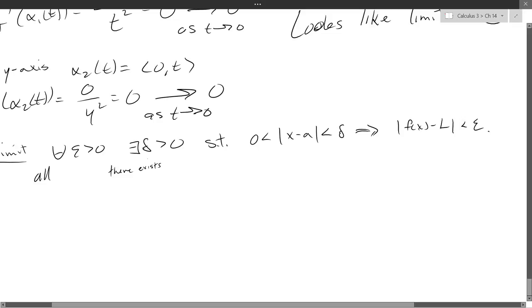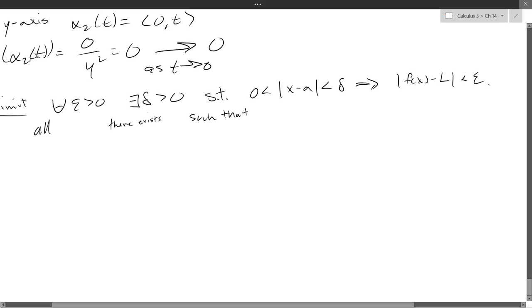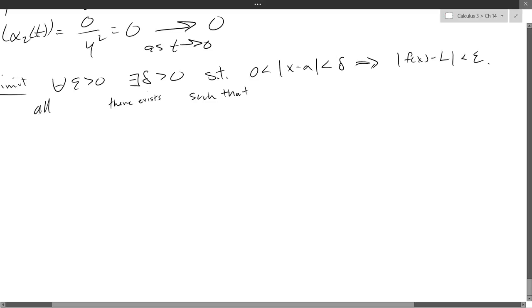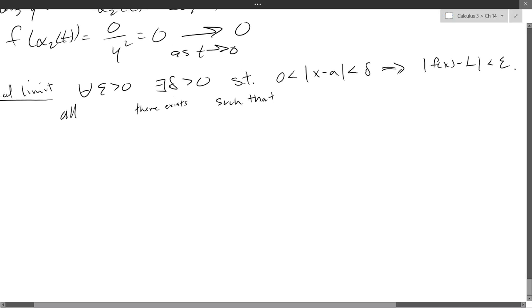All right, what about s.t.? Such that. And then this arrow right here is an if-then. So if we're delta close to a, then our output, our f of x, will be epsilon close to L. So how do we prove a limit? We say take any epsilon greater than 0. What we do is we start at the end.